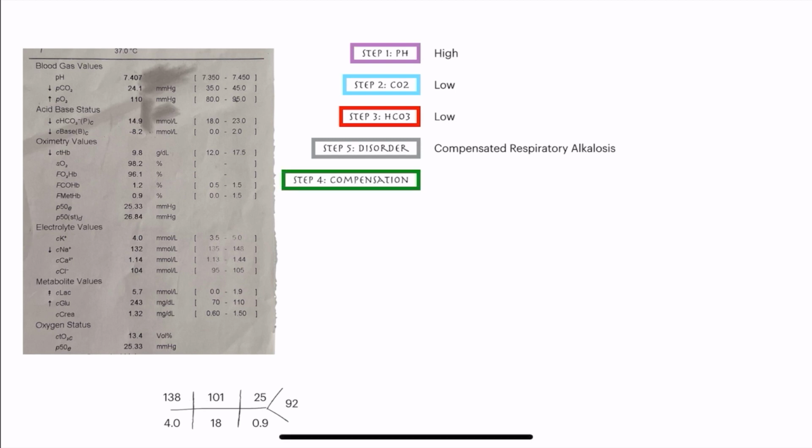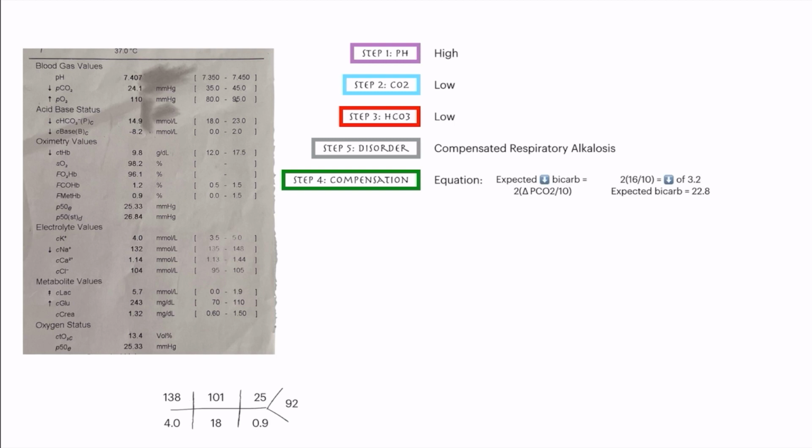How well are they compensating? Because you can have acute and chronic for respiratory conditions, right? So let's see what our acute compensation would look like. We would expect that the patient will have a metabolic acidosis in response to the respiratory alkalosis. So we should be seeing a drop in our bicarb. And if it's acute, it's a factor of 2 times the change in PCO2 divided by 10, which gives us an expected bicarb of 22.8, which that patient is doing.